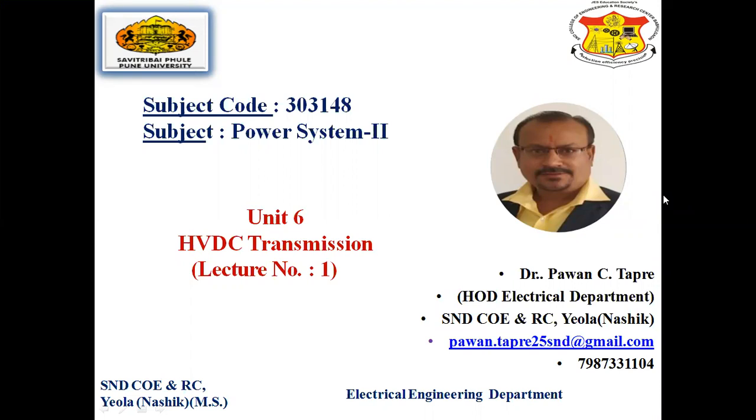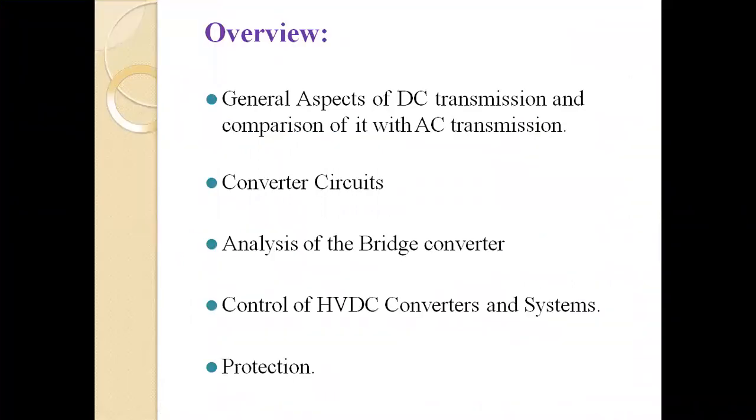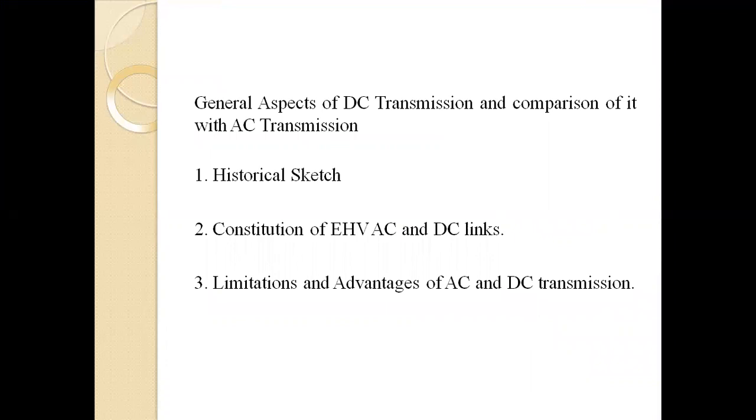Today we will discuss the subject Power System 2, Unit number 6, HVDC transmission line, lecture number 1. The overview of this topic is: first, general aspects of DC transmission and its comparison with AC transmission. Second, converter system or converter circuit. Third, analysis of the bridge converter. Fourth, the control of HVDC converter and system. Last is the protection.